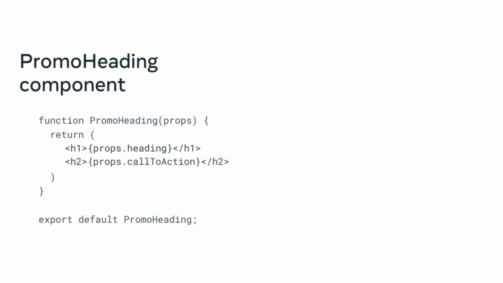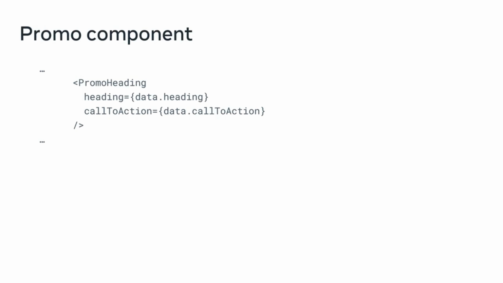Now, this component accepts a props object. Specifically, its two properties, heading and call-to-action. The values of the props object are determined in the parent component when you add the specific JSX element that should be rendered. This was achieved when you rendered the promo heading inside the promo component. Here, you access the properties on the data object using the regular dot notation syntax of plain JavaScript.